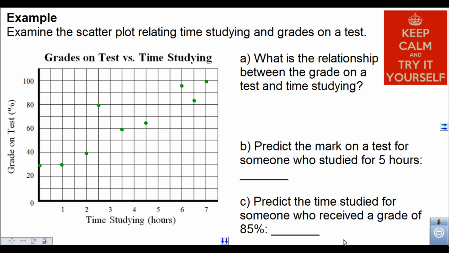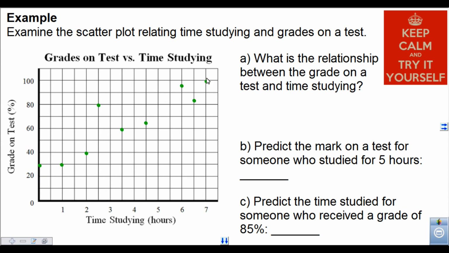So anyway, here you're going to give this question a try. Here's a scatter plot relating time studying and grades on a test. What I'd like you to do is to draw a line of best fit and then answer those 3 questions there. So pause the video, give the question a shot, and when you're ready to take it up, just press play. Okay, good luck.